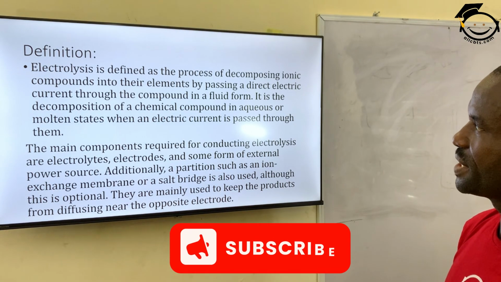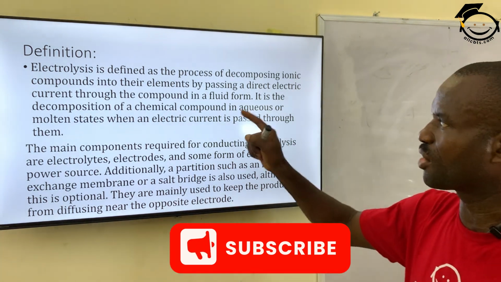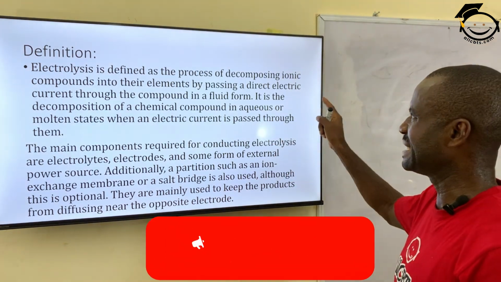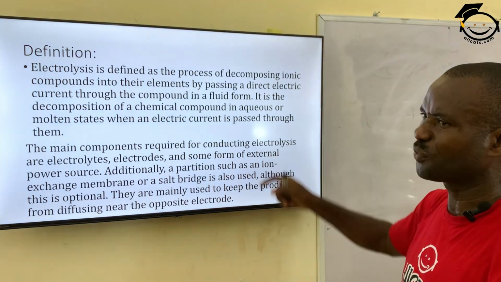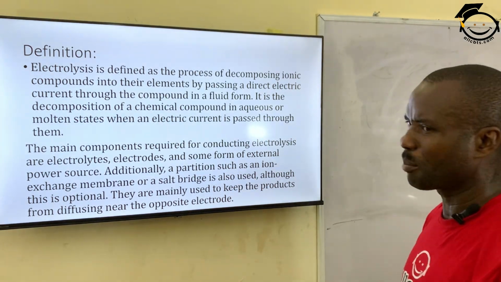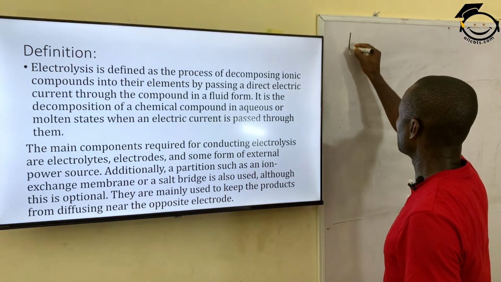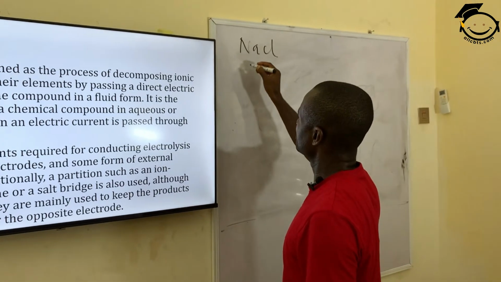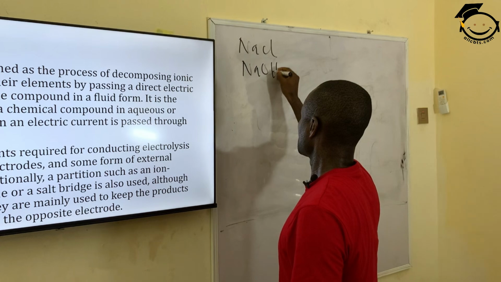We define electrolysis as the process of decomposing ionic compounds into their elements by passing a direct current through the compound in a fluid form. When we say ionic compound, they are compounds that are soluble in water. For instance, we have sodium chloride, soluble in water. We have sodium hydroxide, it's also soluble in water.